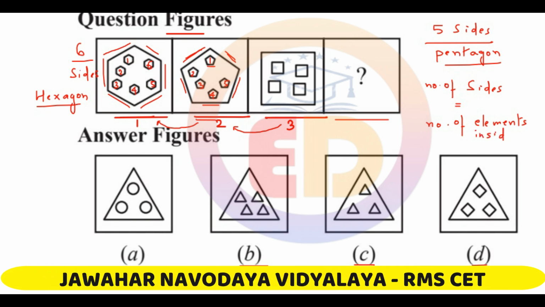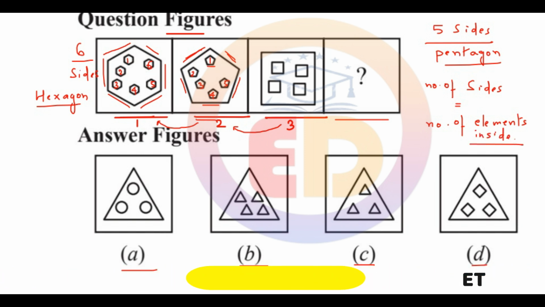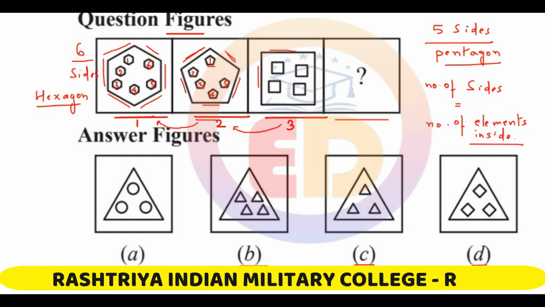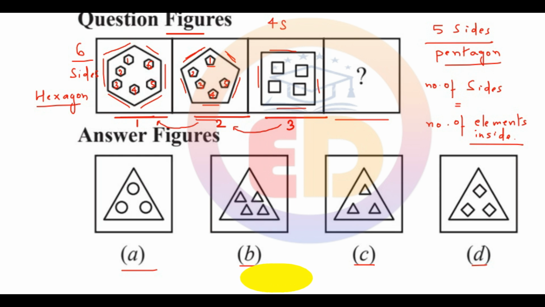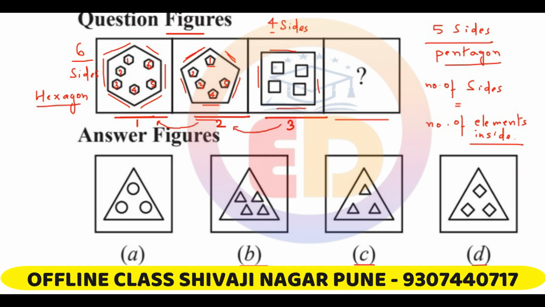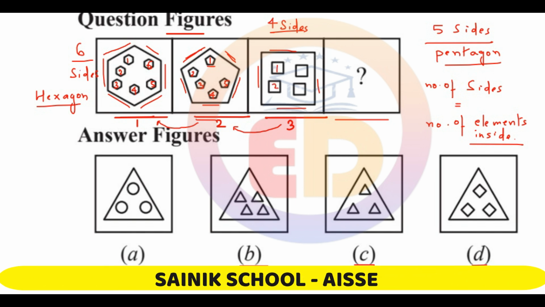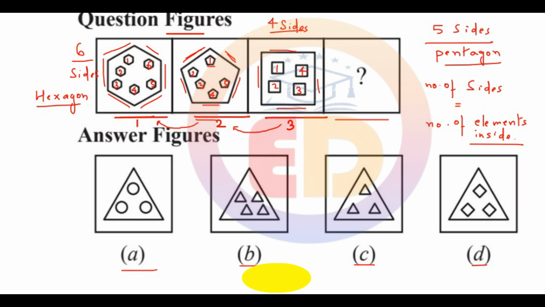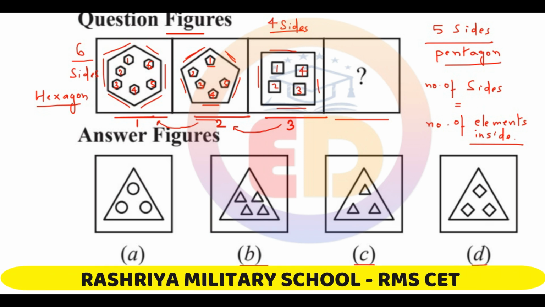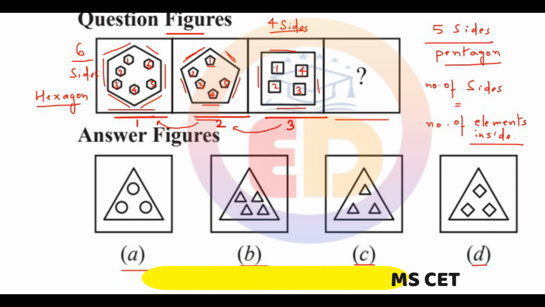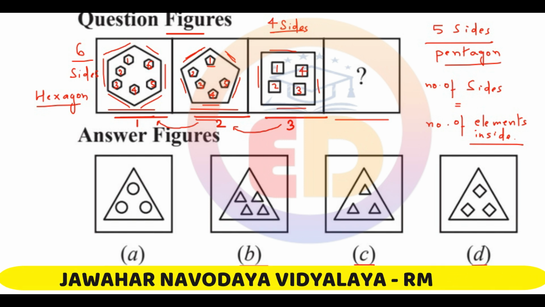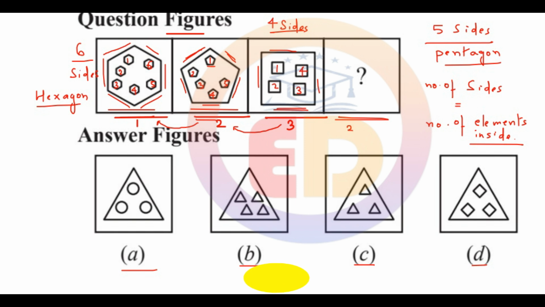Let's go to the third shape. It is a square shape. Now square shape has 4 sides, and inside also there are 4 elements. So 4 sides, 4 elements: 1, 2, 3, 4. And now when I analyze the pattern, first I have 6 sides, then I have 5 sides. In the third figure I have 4 sides. So in the fourth figure I will have a 3-sided shape.